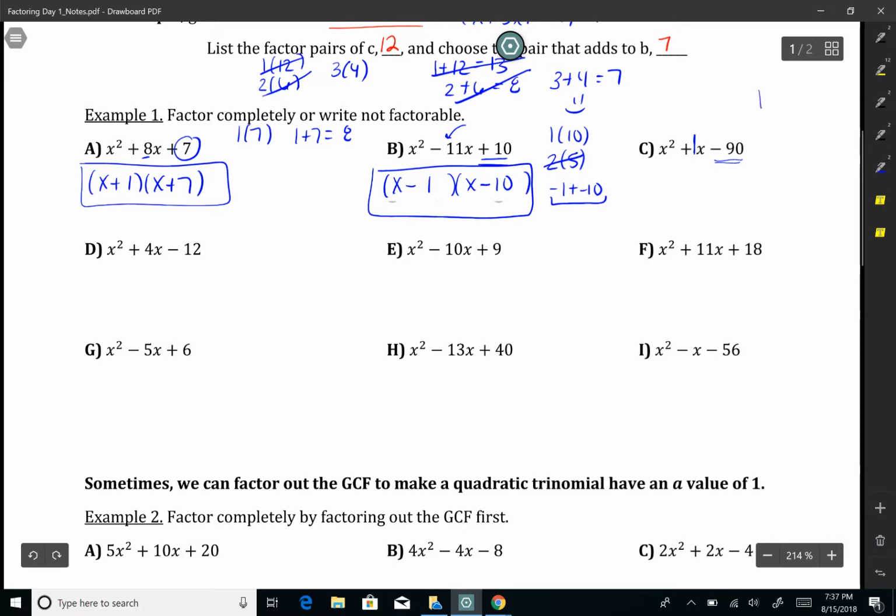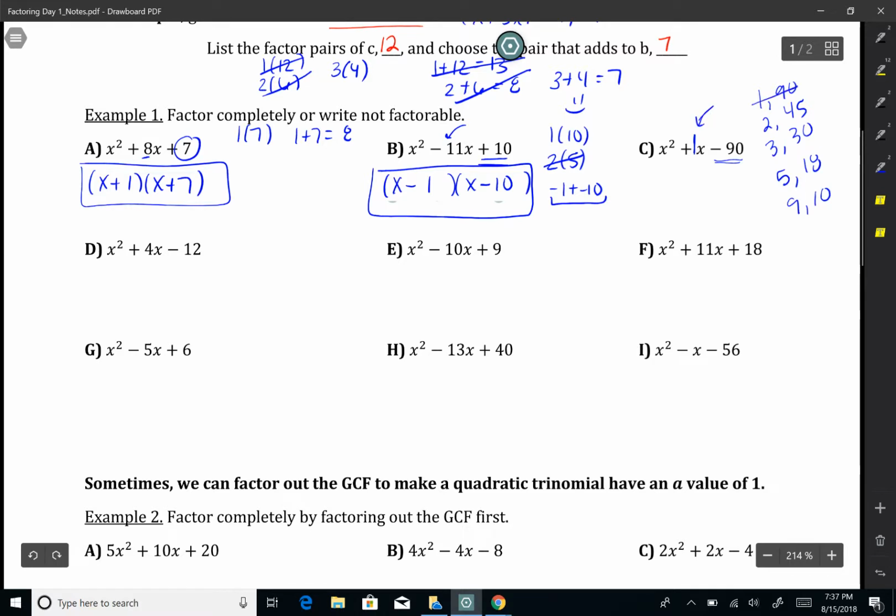There are quite a few. 1 and 90, 2 and 45, 3 and 30, 5 and 18. What about 9 and 10? Okay, let's start with those. If I don't find one that works, I'll have to keep going. So one of these is going to be negative, the other one's positive. Think about which pair has a difference of 1.